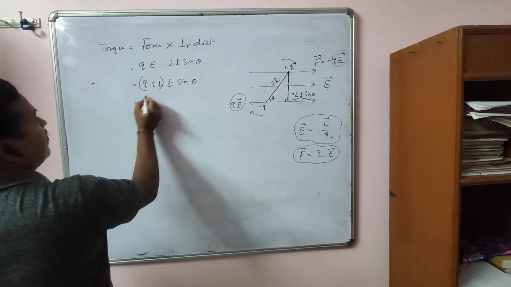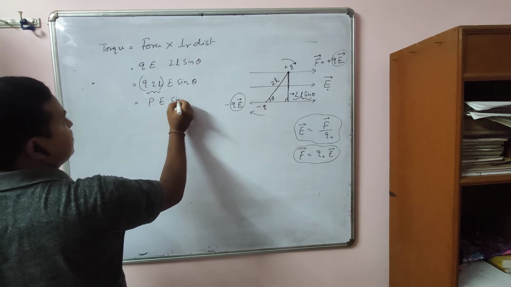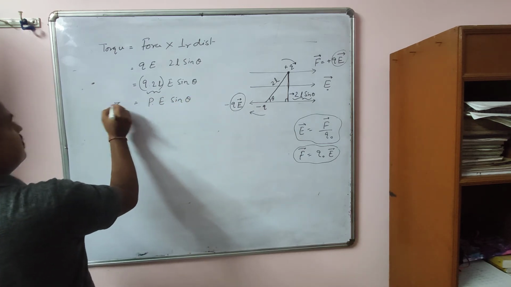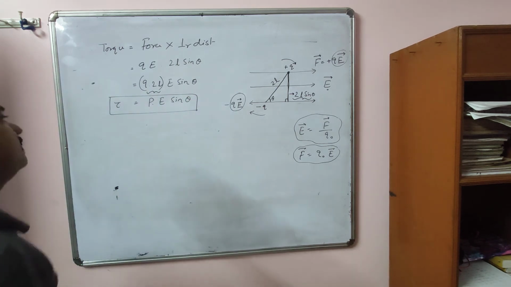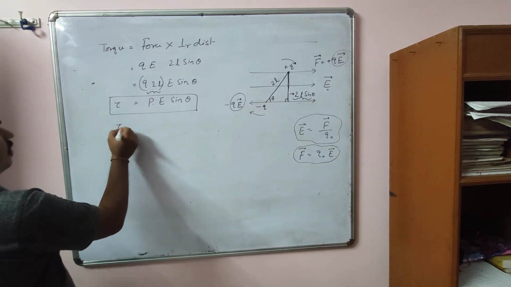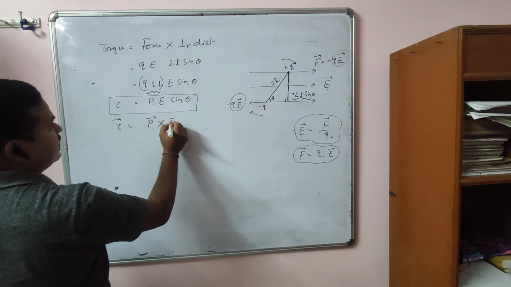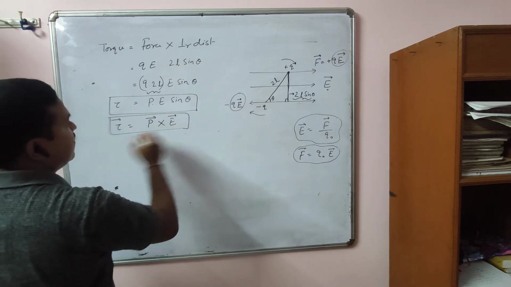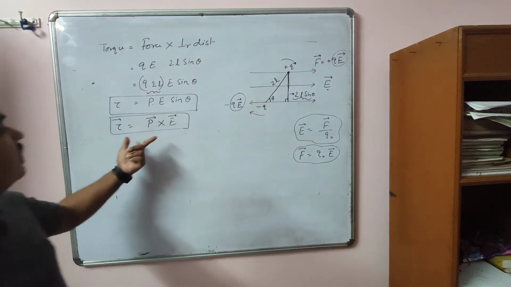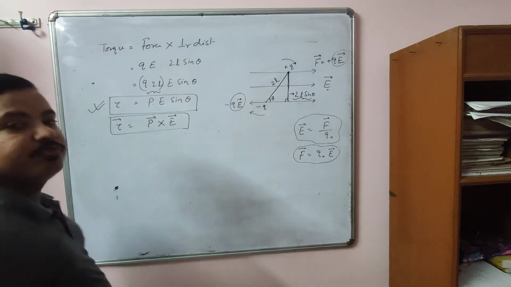Okay. Now what is Q into 2l? Your dipole moment P. So it is PE sin theta. So this is the expression of torque. So in vector form you can write it is what? P cross E. You know the cross product? Okay. P cross E. So this is the expression of what? Torque. It is PE sin theta, and in vector form it is P cross E.